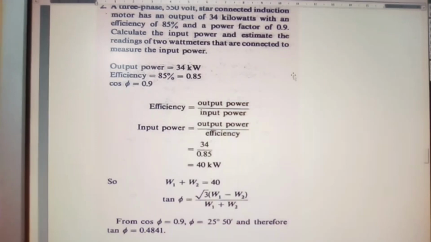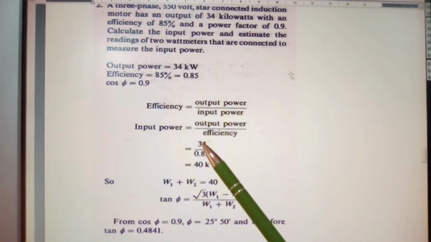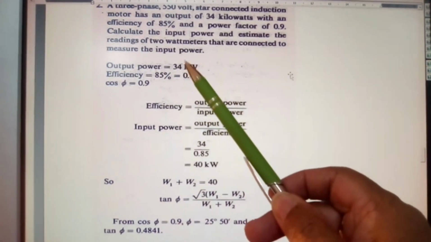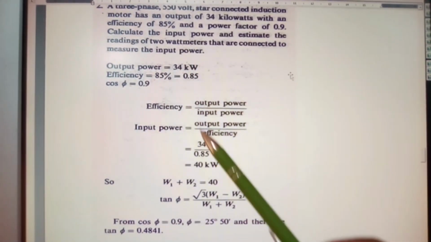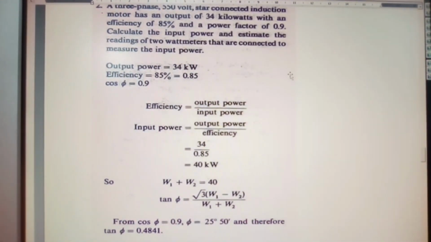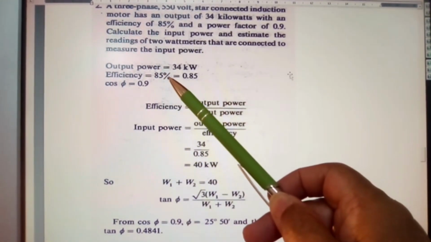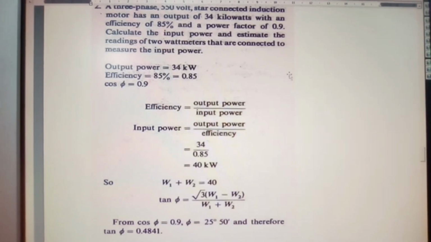But you can see here, remember that is 34,000, not just 34, because it's 34K. That comes from here. 0.85 is your percentage ratio of efficiency, I should say.